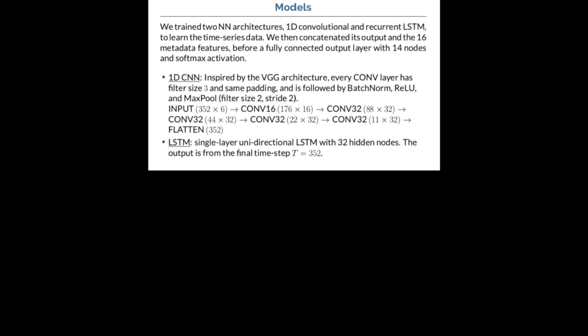The LSTM model is unidirectional and has one layer with 32 hidden nodes, and only the LSTM output from the last time step is concatenated with the metadata and fed into the fully connected layer.